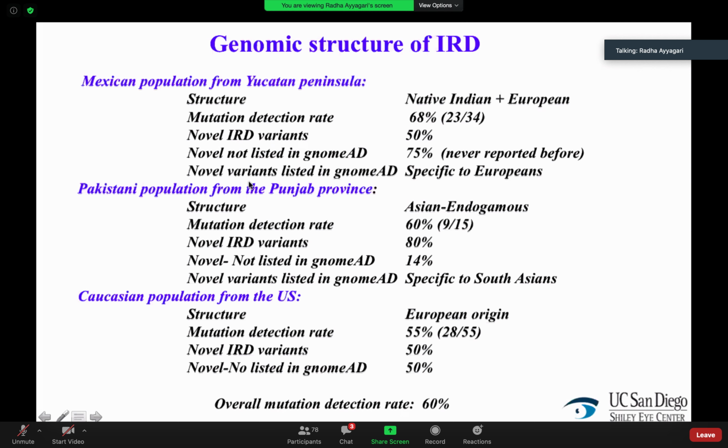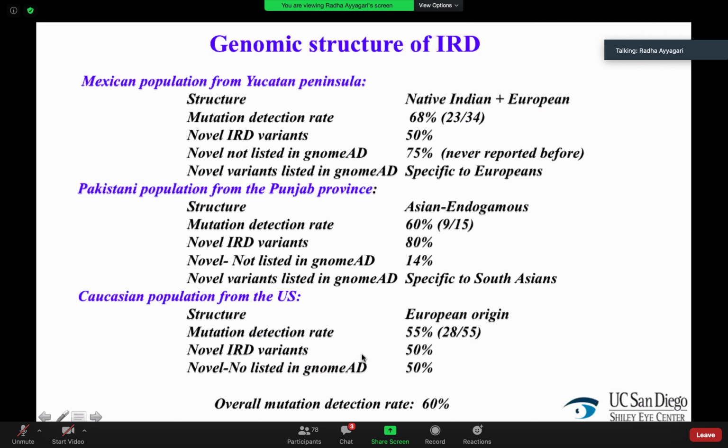The other population we studied is from Pakistan. This is an Asian population, an endogamous population with high consanguinity. The mutation detection rate is 60% in this population. However, 80% of the variants are novel here, which shows the understudied nature of IRD in this population. Among these, only 14% are not listed in gnomAD, compared to 75% here. That is because the South Asian population is reasonably well represented in the gnomAD database, where all different populations are listed. So the mutations we observed here are specific to South Asians.